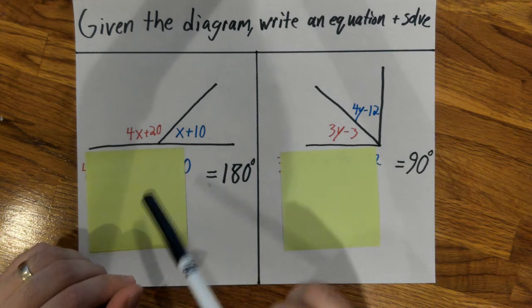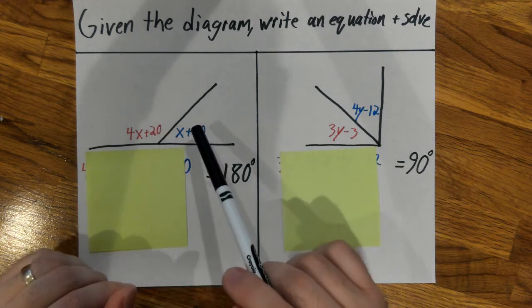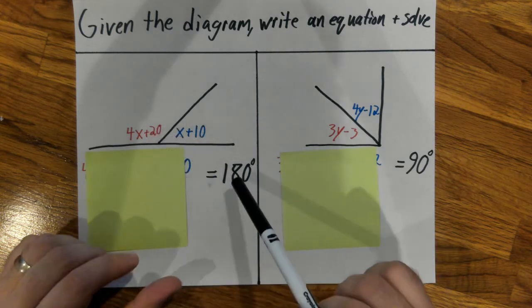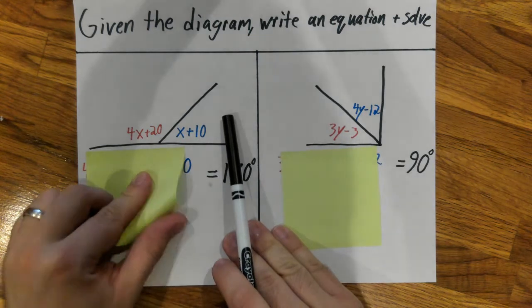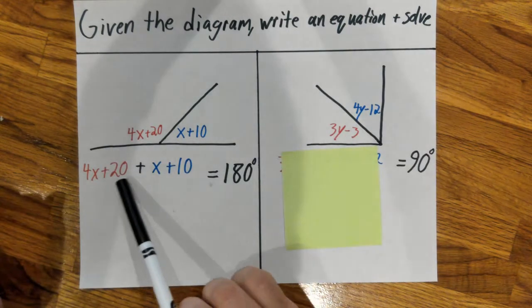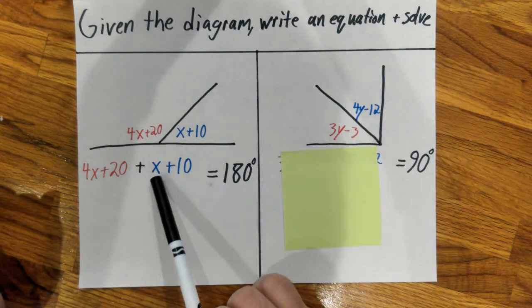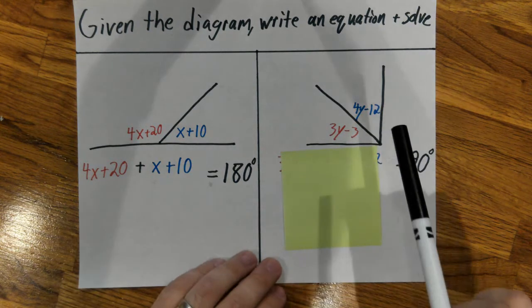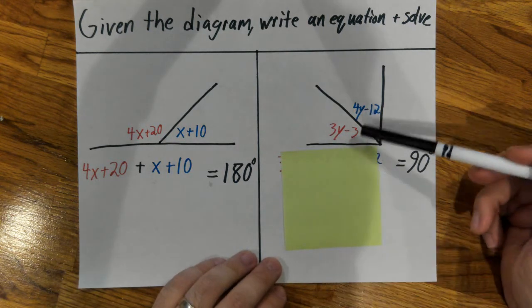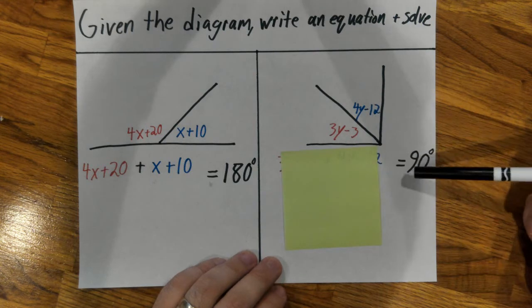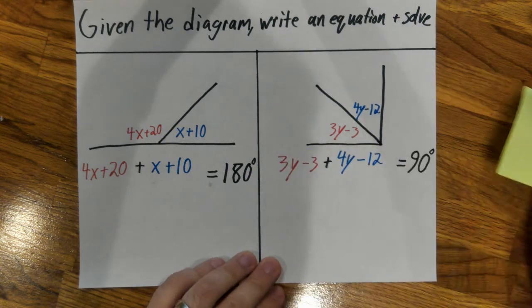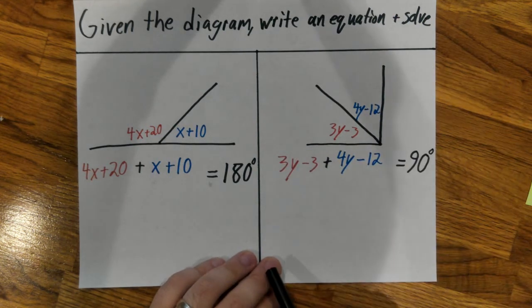So the two supplementary angles, these two expressions together would equal 180, right? And so we would write that this way, where we're adding these two angles together. Likewise, for the complementary angle, these two expressions together would equal 90. So we're adding those two angles together as well. So that was in the last video.